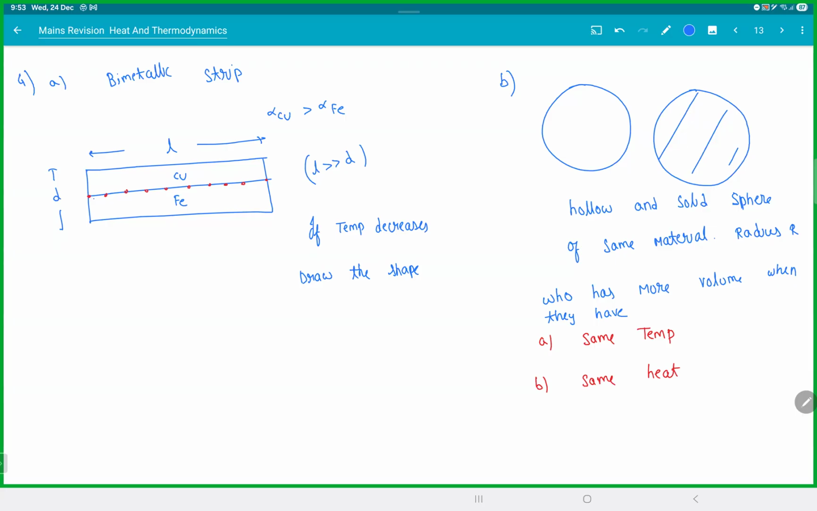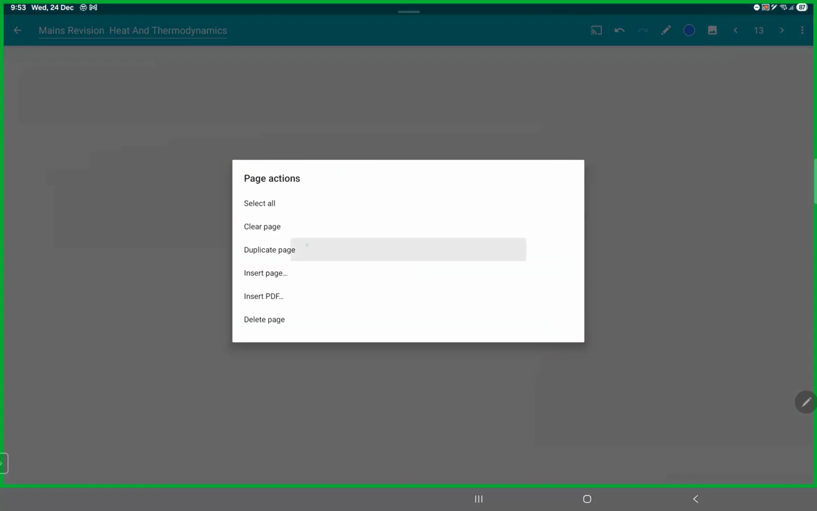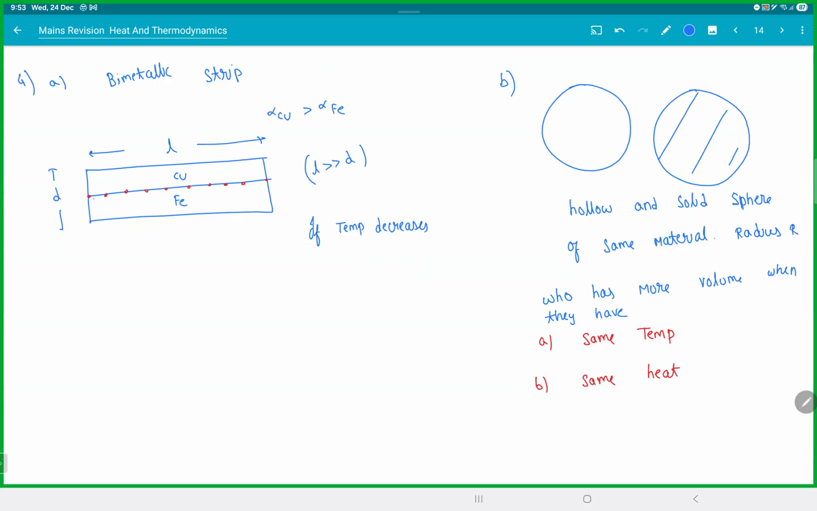Let's see. So what is the catch? When you decrease the temperature, you can clearly see alpha copper is greater than alpha iron. So copper will compress more, so the length of the copper will be less than the length of iron. Whoever has the smaller length should be on the inner side, and whoever has more length must be on the outer side. If temperature is increased, it would have been the other way. So this would be copper and this would be iron. You can find the radius also. This is theta, and then you can finish from there.